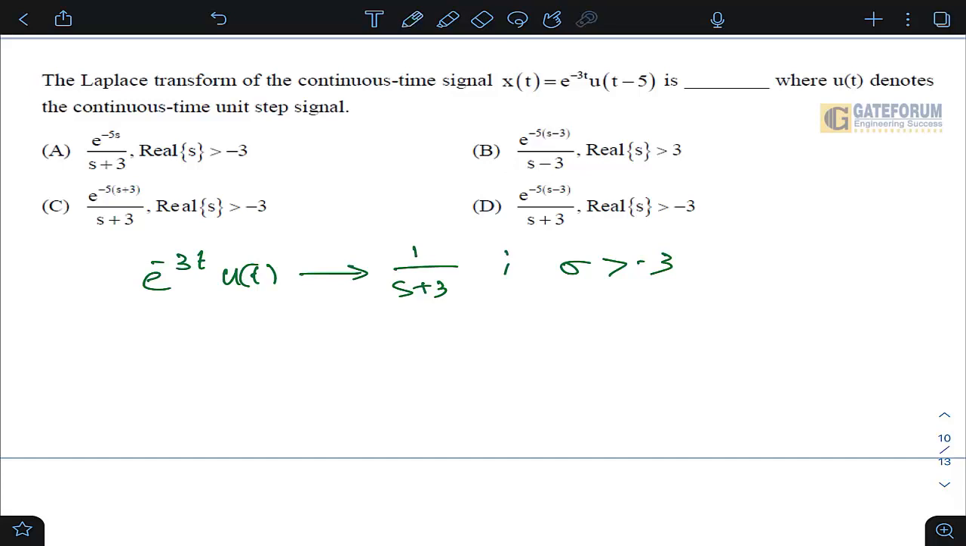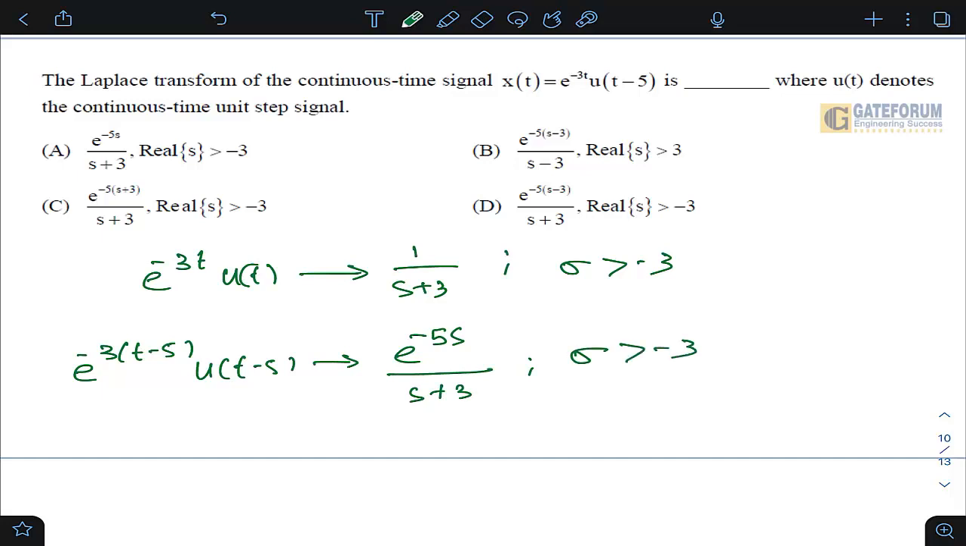Then because we have the shifting factor, let us introduce the shifting. We cannot introduce the shifting in a selective part of the signal. The entire signal has to be shifted. So if I am replacing t by t minus 5 in the entire signal, I have to multiply e raised to power minus 5s by 1 by s plus 3. This is applicable for sigma greater than minus 3, because the time shifting property doesn't have any role on the ROC. So the entire signal is shifted by 5, t replaced by t minus 5, and e raised to power minus 5s I have to multiply.